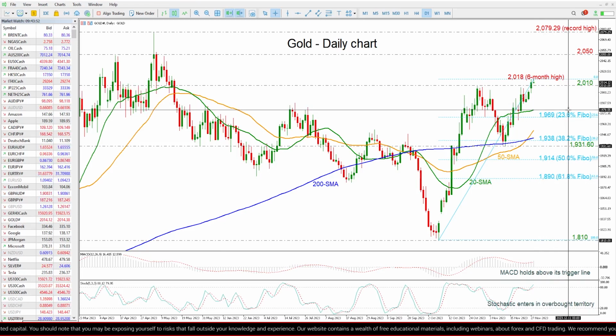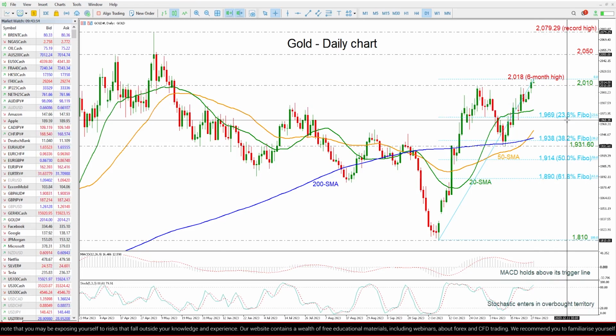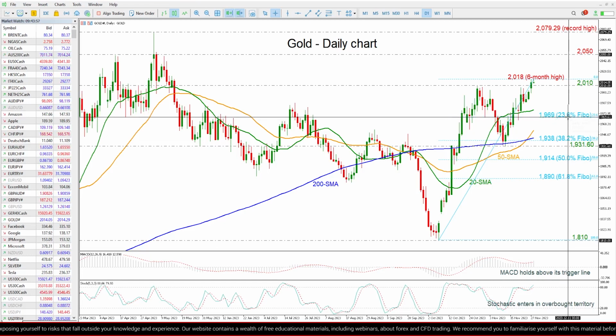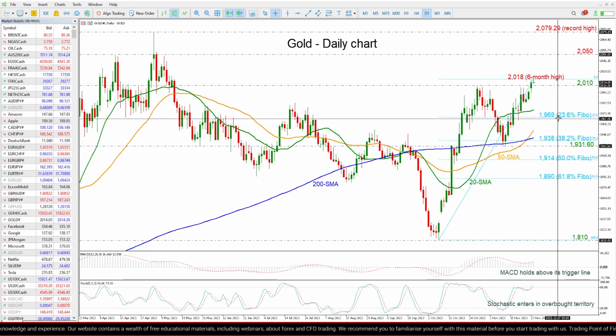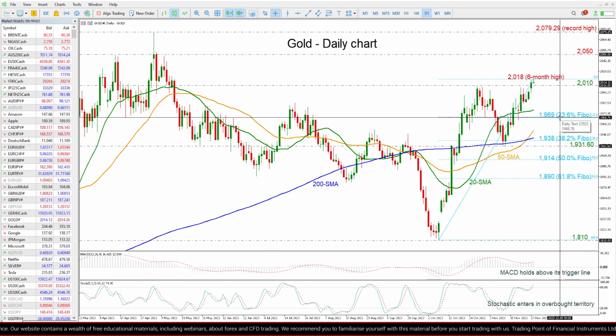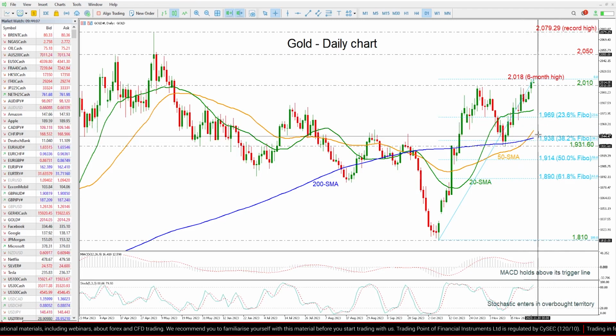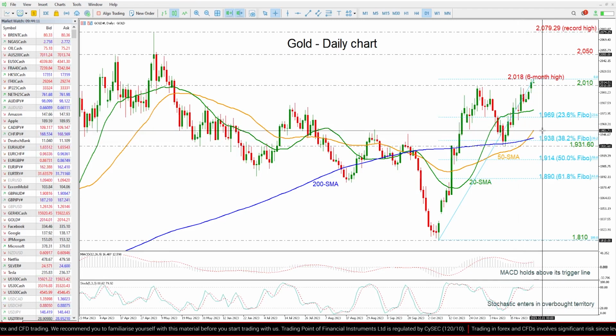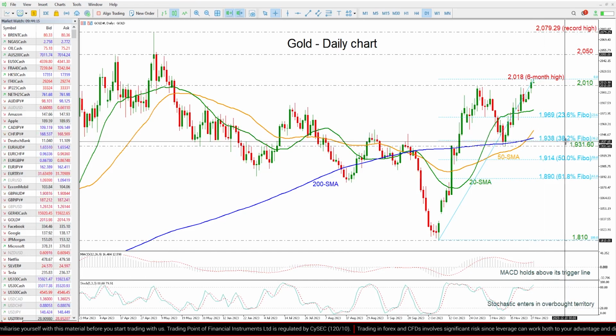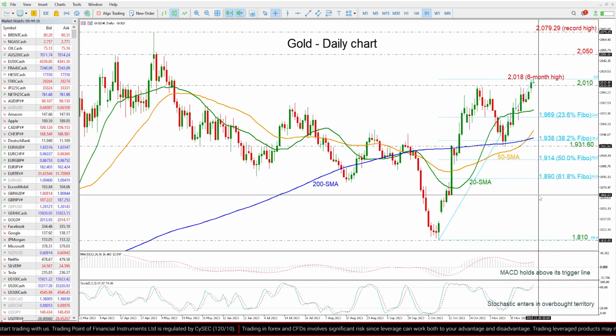EMA near the 1978 ahead of the 23.6% Fibonacci retracement level of this upper leg here around 1969. A drop beneath this line here, then it may challenge the bullish crossover within the 50 and the 200-day EMAs around 1951 and 1942 before challenging the 38.2% Fibo of 1938.